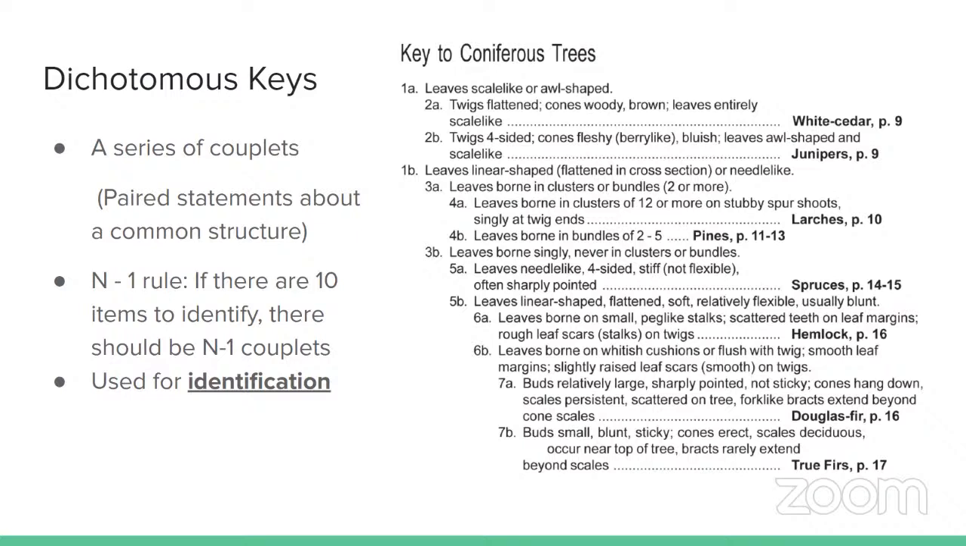And so you make that decision, 1A versus 1B, decide yes, they're scale-like or ball shaped. You then go to 2A versus 2B. You decide no, they're linear shaped. You're then deciding 3A versus 3B, and you step out like that. So it's like a choose your own adventure book from when you were a kid, if those still exist.